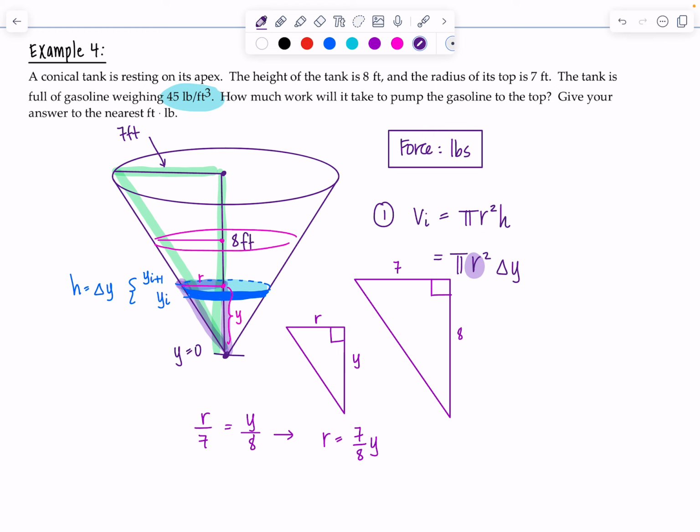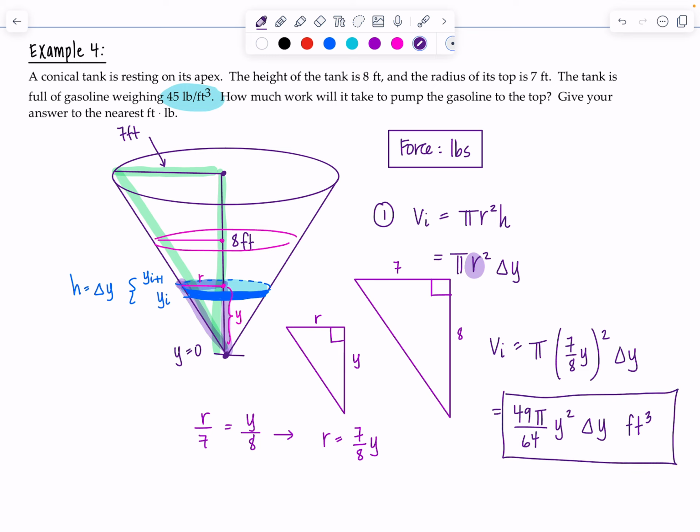And then now we're ready to proceed. So V sub I equals pi times 7/8 Y squared delta Y, which is going to be 49 pi over 64 Y squared delta Y. What are the units? It's V sub I, volume. It's going to be cubed always, feet cubed for this problem. Okay, no bonus step. We don't have to go to mass next.